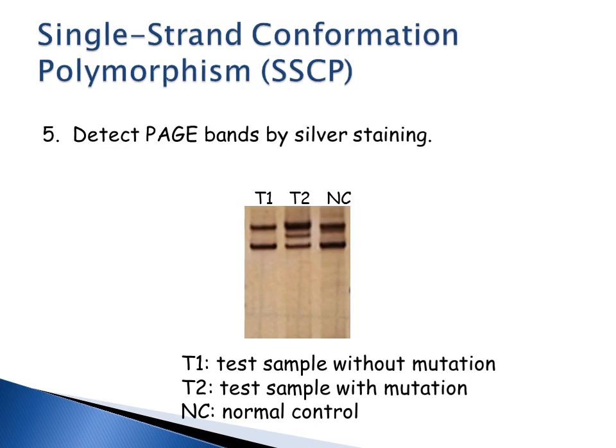Here's an actual polyacrylamide gel that's been stained with silver stain. You could see your T1 is your test sample, no mutations, two nice crisp bands. And your T2 would be your sample with your mutation, so you can see there's an extra band in there. And then your normal control.